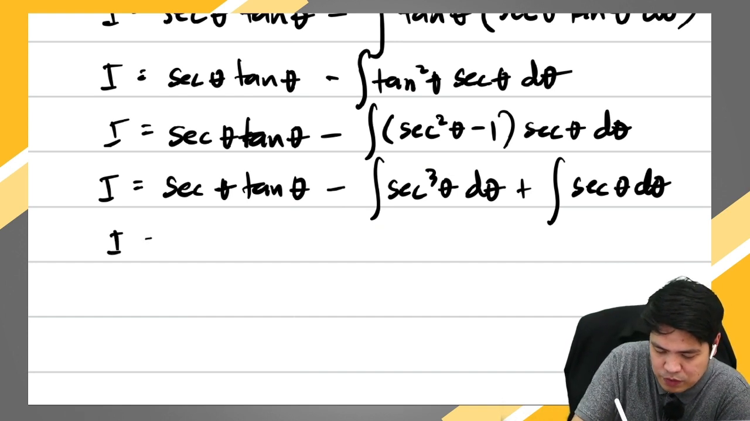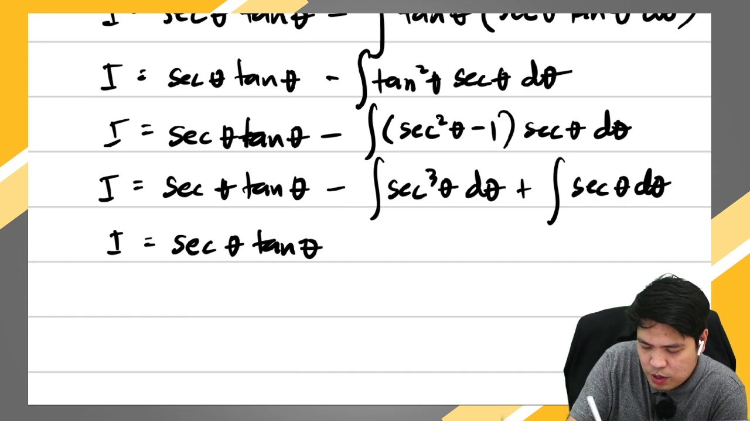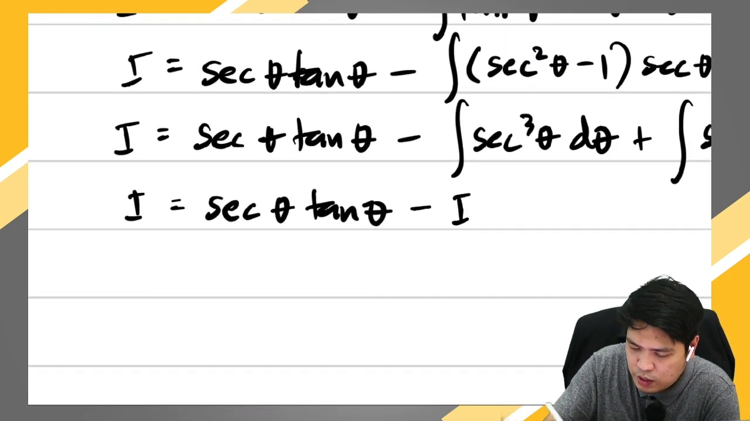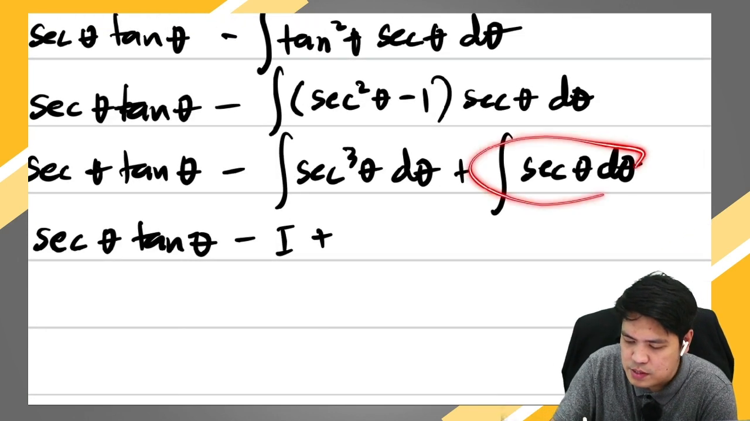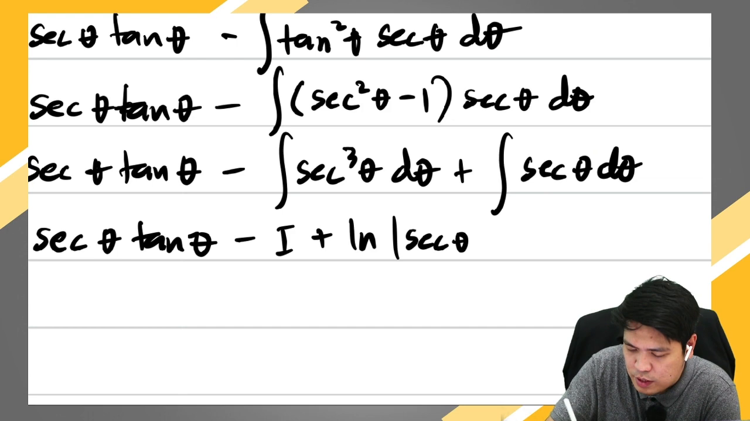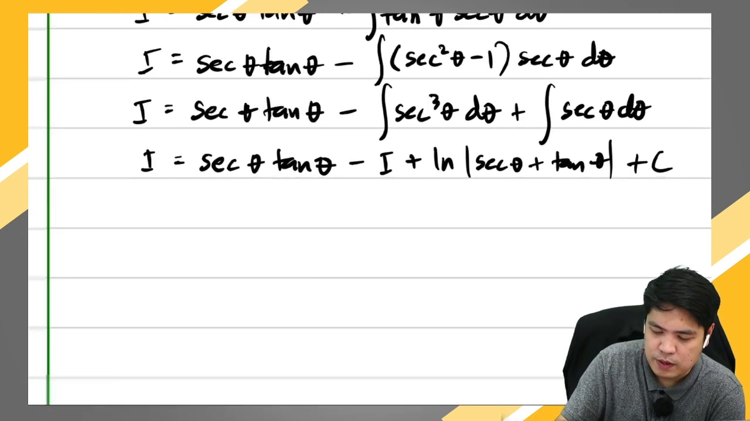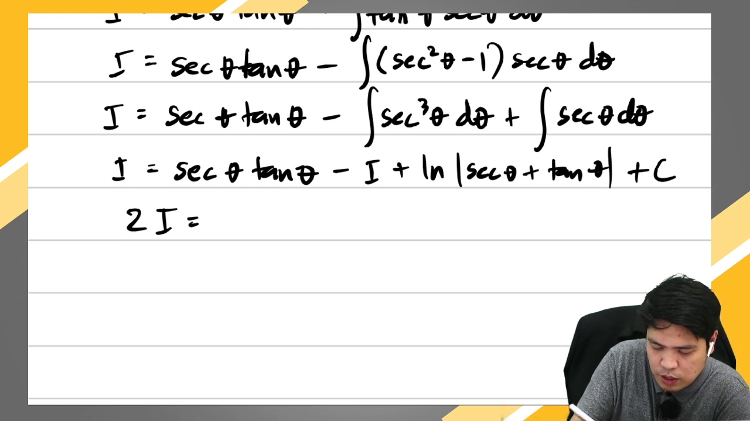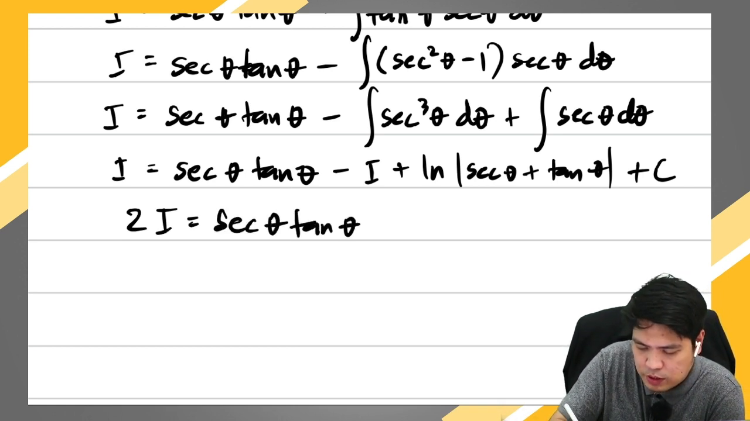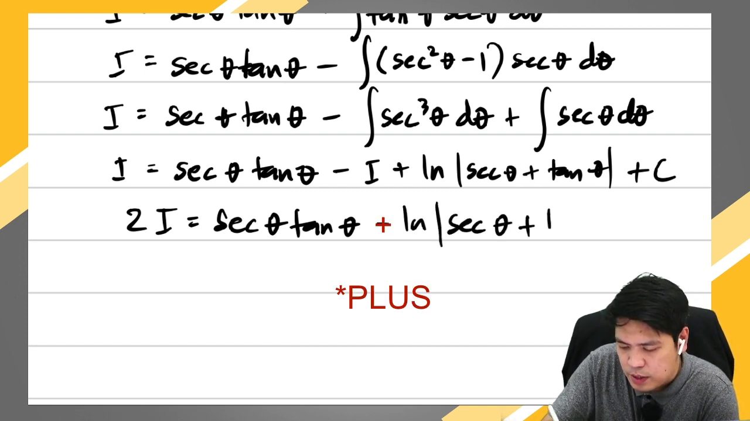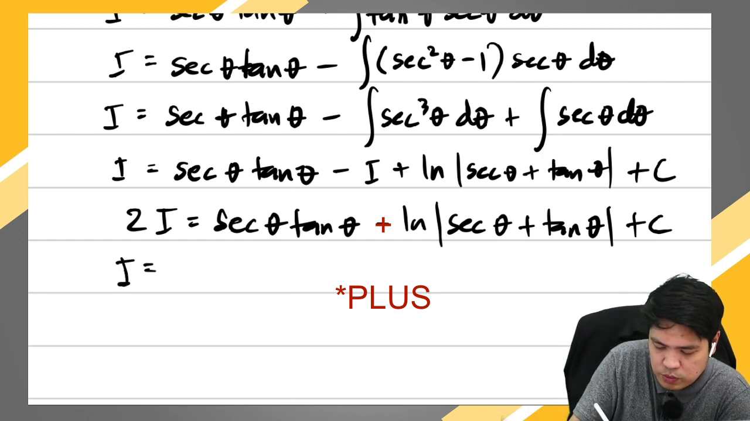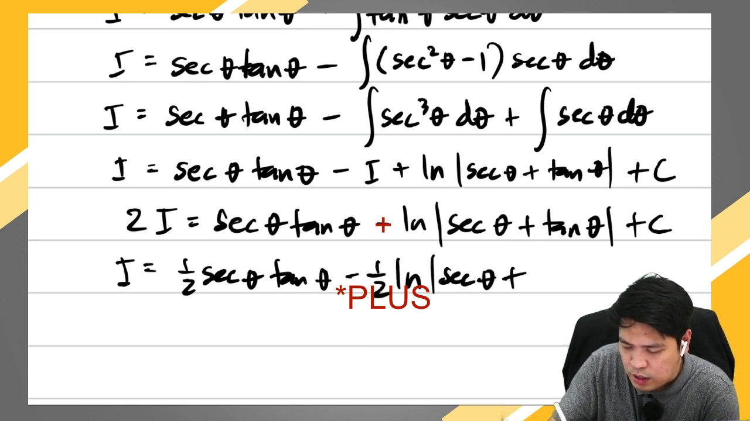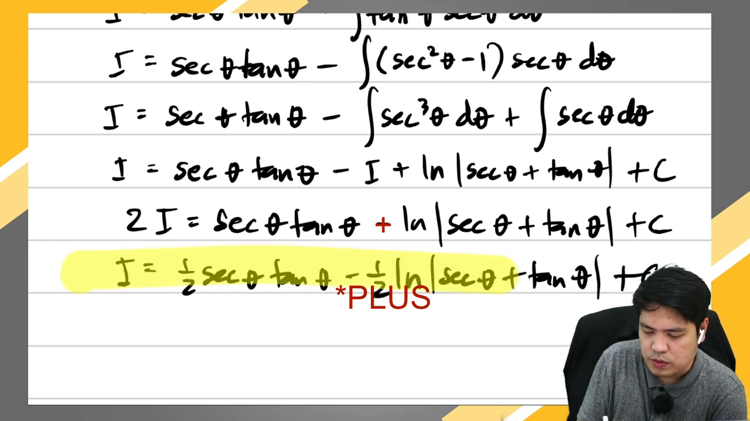So if that's the case, we'll just recognize that we have minus, and this is our I. So I'll just write here minus I plus the integral of this, which is ln secant theta plus tangent theta, plus c. If this is minus I, transpose it to the other side and it becomes plus I. So I plus I gives 2I, which equals secant theta tangent theta minus ln secant theta plus tangent theta plus c. So I is 1/2 secant theta tangent theta minus 1/2 ln secant theta plus tangent theta plus c. This is our answer.